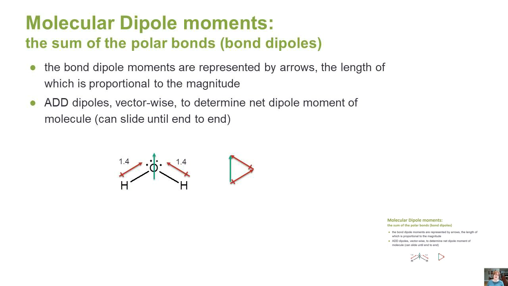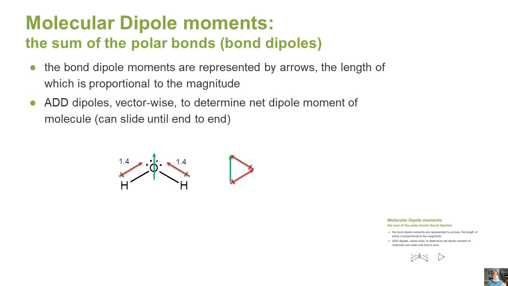The direction matters. If you have two poles both pointing to the left, they add to each other. But if they're pointing in opposite directions, they cancel each other out. So the direction is important, and I can add them vector-wise. If you haven't had a lot of practice with vectors, one of the things we can do, especially if it's planar, is slide the arrows that are in the direction of the bond.